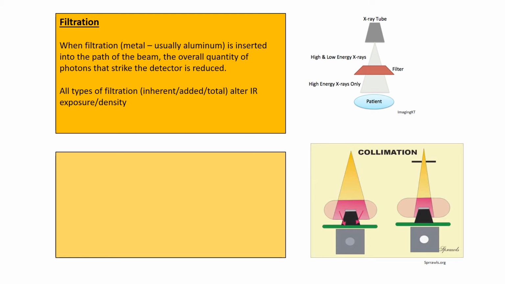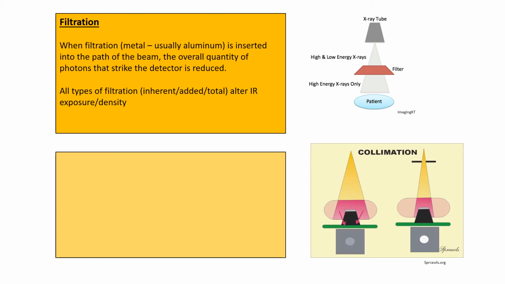Talk a little bit about filtration. Remember, filtration is like metal, usually aluminum, inserted into the path of the beam, so the overall quantity of photons that strike the detector is reduced. So just think about it. You've got our X-ray tube, photons are coming down, there's a piece of metal in its path, that metal is going to absorb the photons, and you're going to get fewer photons that are eventually going to strike your detector.